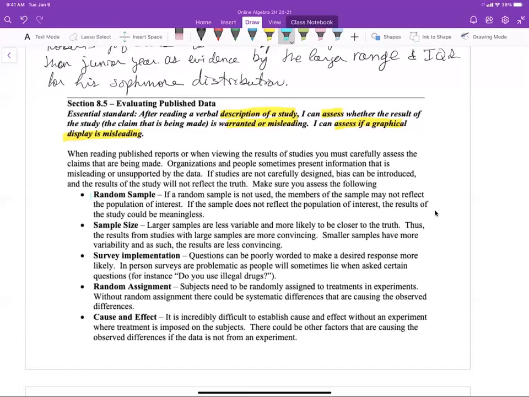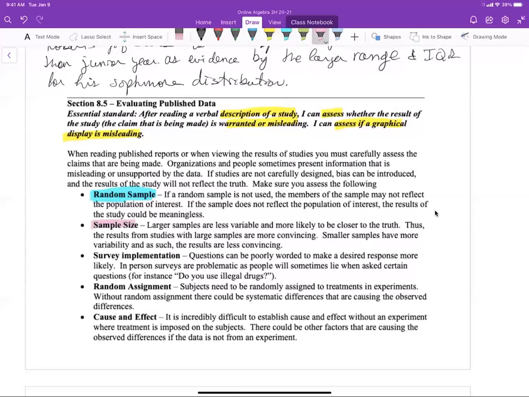First, was a random sample taken? If a random sample is not used, then the members of the sample may not reflect the population of interest. If the sample does not reflect the population of interest, then the results can be meaningless. So we want to make sure that they have taken a random sample of the population that they're making a prediction about. Sample size, this is also a trick they use.